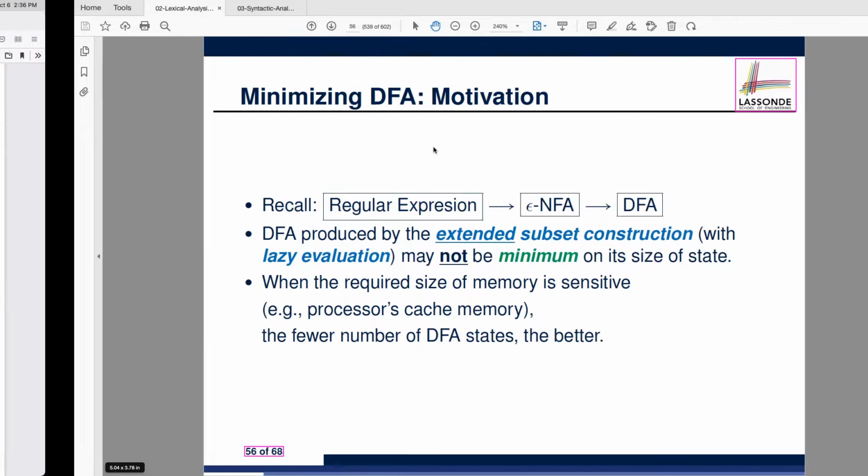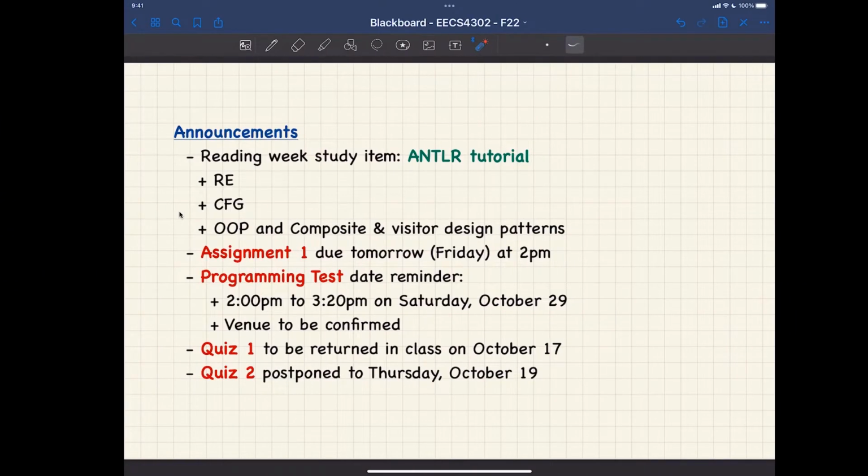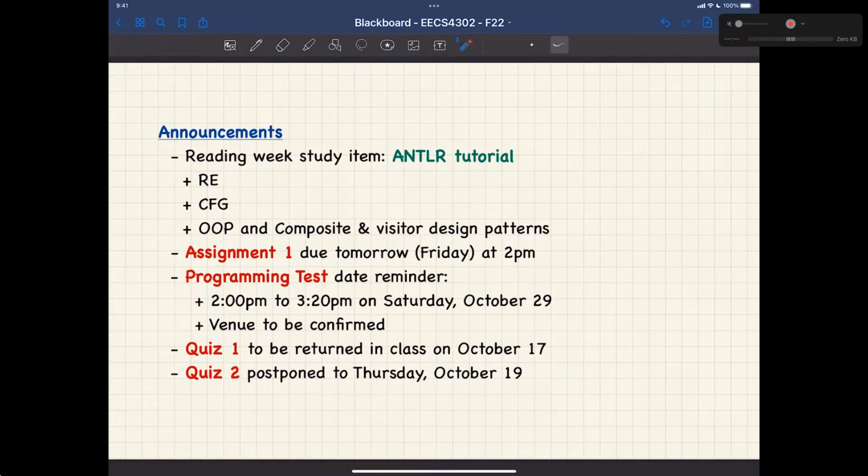All right, so that's about the tutorial you want to study. You will see regular expressions. You will see context-free grammar, which we'll touch on a little bit today. We'll definitely continue after the reading week.